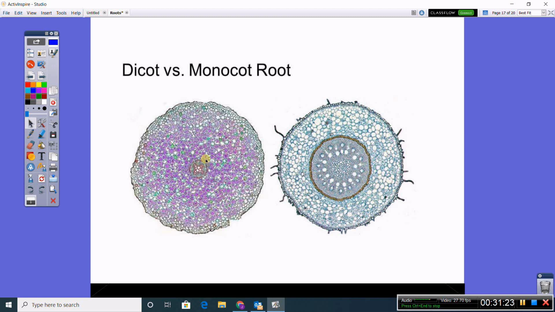This is way smaller. It kind of forms this X-like pattern. This, you have a pith, and you have your xylem and your phloem. So I know that this is a monocot root. I know this is a dicot root.